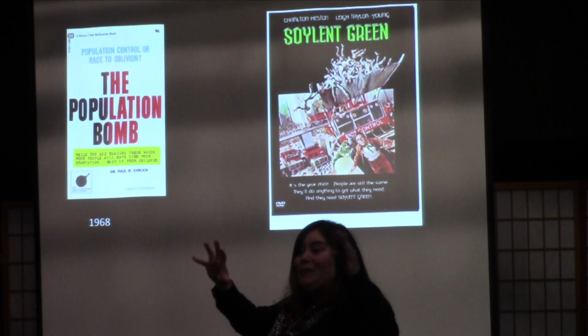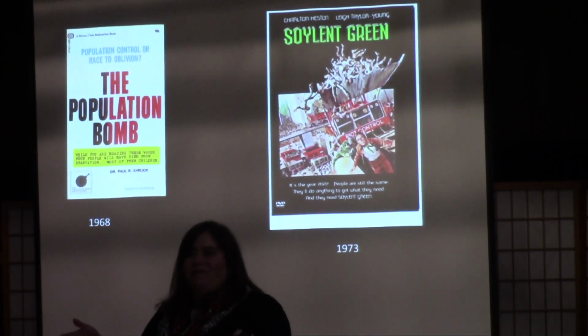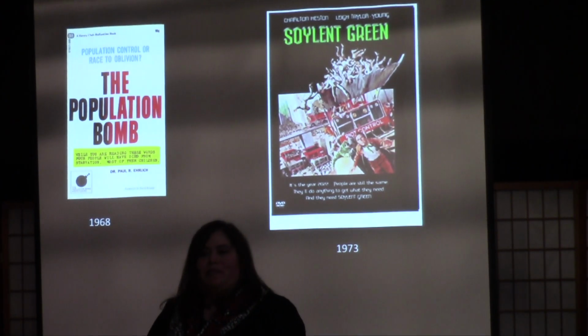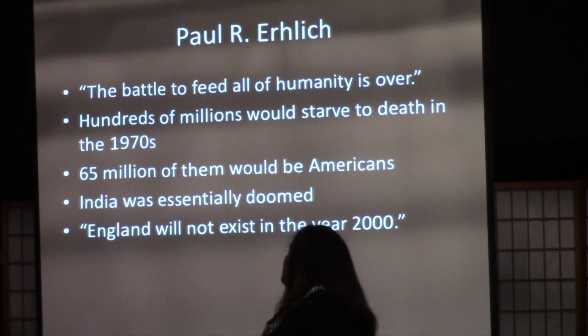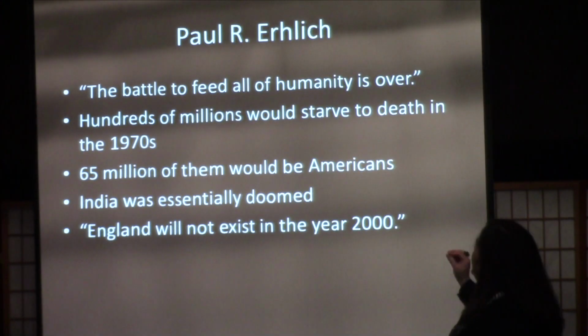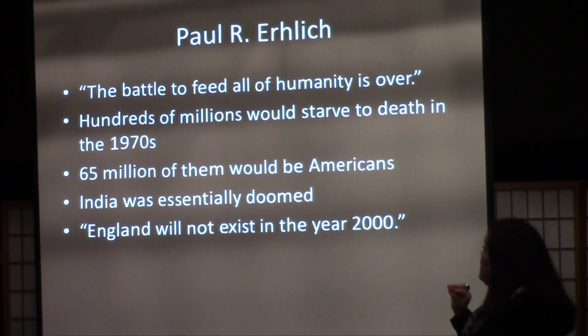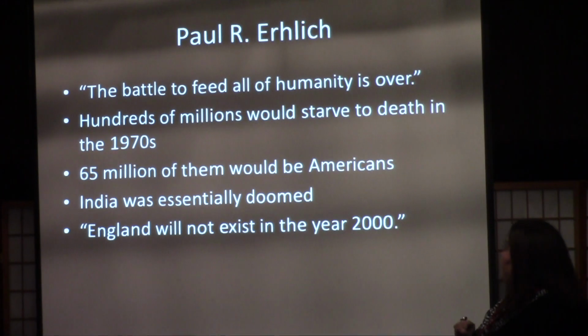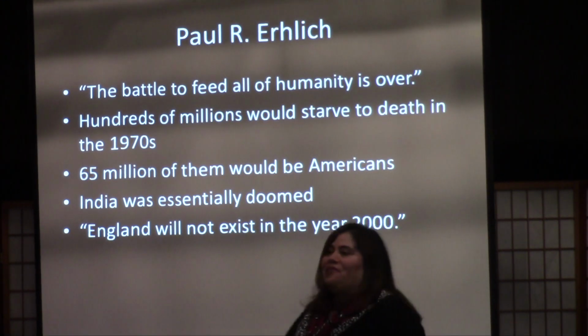But this is the world in which these hybrid, high-yielding seeds emerge. And they seem, for all intents and purposes, really miraculous. And the rest of the world thought so. So this was just a quote from Ehrlich's book. The battle to feed all of humanity is over. Hundreds of millions will starve to death in the 1970s. 65 million of them would be Americans. India would essentially be doomed, cease to exist. England will not exist in the year 2000.